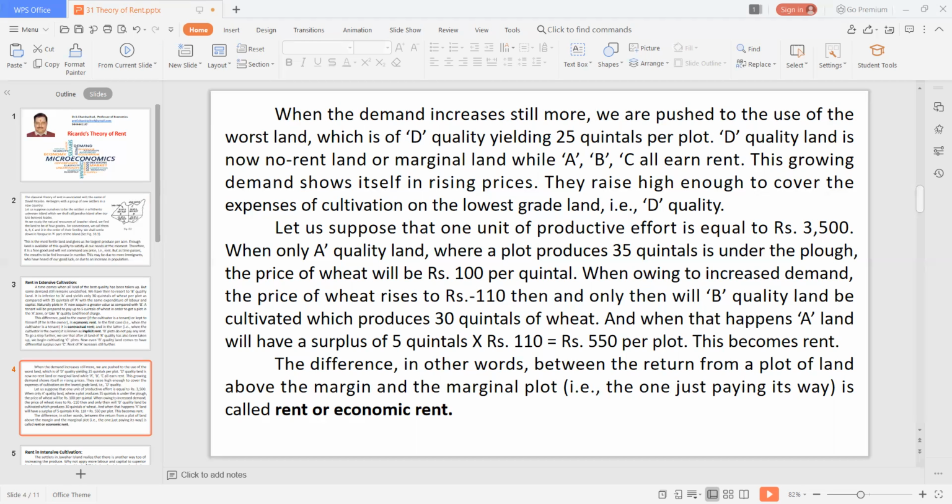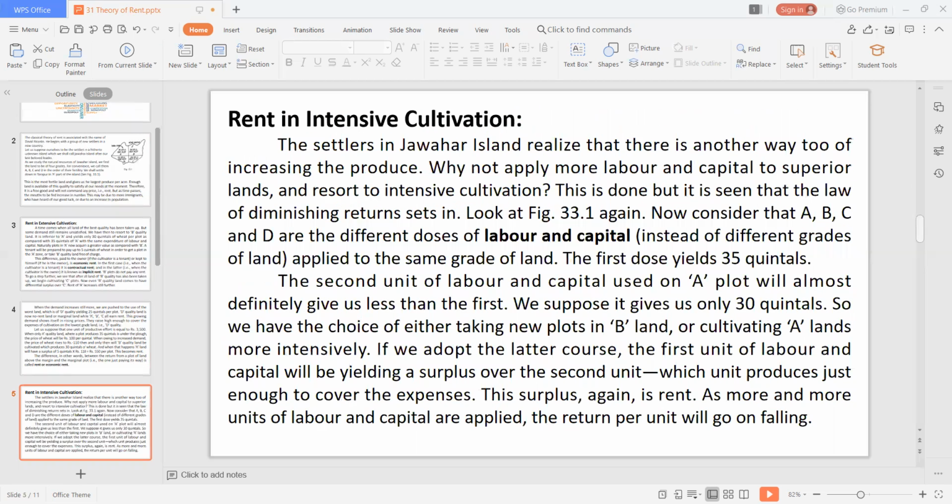This economic rent may either be a contractual rent or an implicit rent. Contractual rent means there is a tenant. Implicit means the owner himself is doing the cultivation, then it is an implicit rent. Suppose you lease out to a tenant, then it is a contractual rent. But both contractual rent and implicit rent come under economic rent.